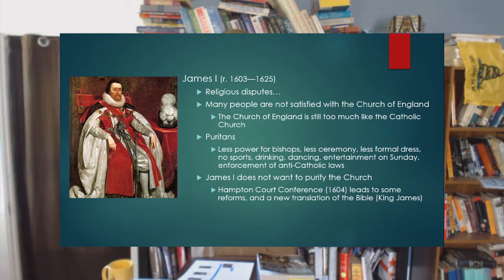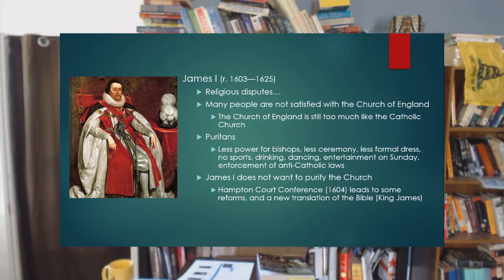The Puritans want less power for the bishops. They want less ceremony, less formal dress. They don't like sports or drinking or dancing or other forms of entertainment on Sunday. They want anti-Catholic laws enforced. James I was a pretty tolerant guy, so he doesn't want to enforce these anti-Catholic laws.